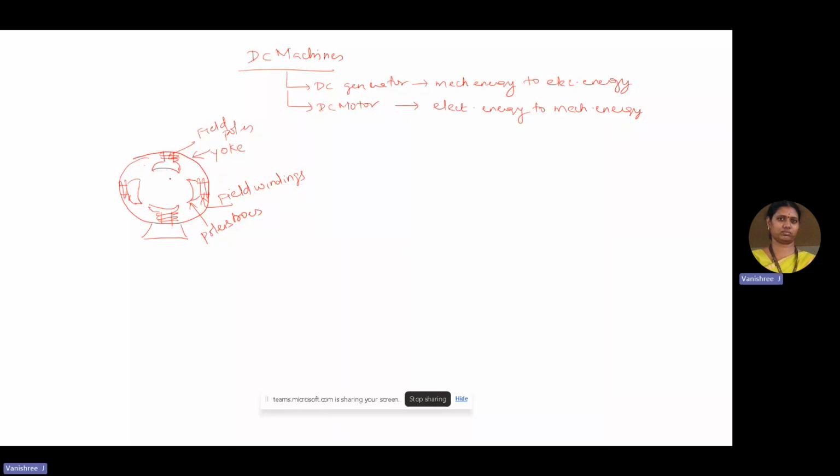And we have the armature in the middle. Generally, in any machine, we just speak about two important components. One is called a rotor and another one is called a stator. What do you mean by rotor and what do you mean by stator? Rotor is the rotating part of the machine and stator is the stationary part of the machine.